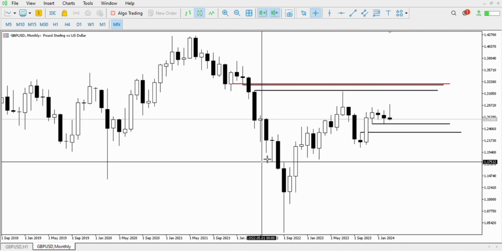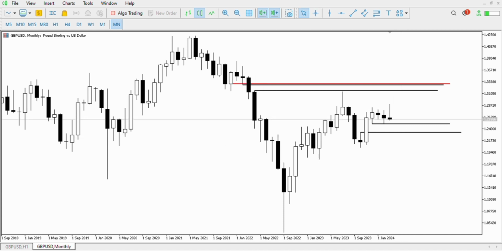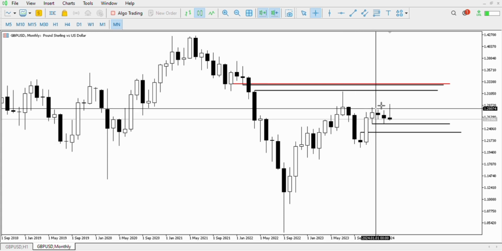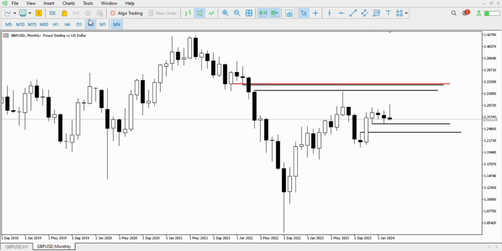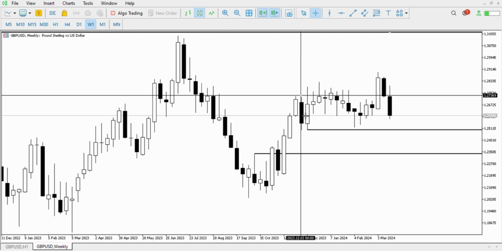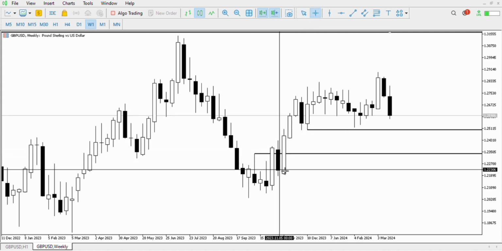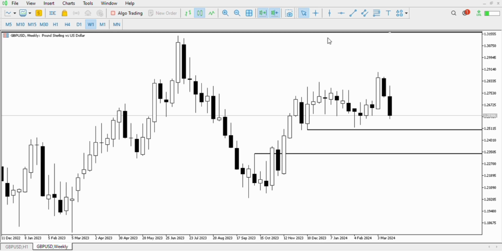But that being said, let's look at the weekly time frame to see if there are things around there that we cannot find on the monthly time frame. So now this is the weekly time frame right here, and if you look closely, what do we have right here? An order block. So we're going to mark it out. Still using the color red, we're going to mark out the order block.